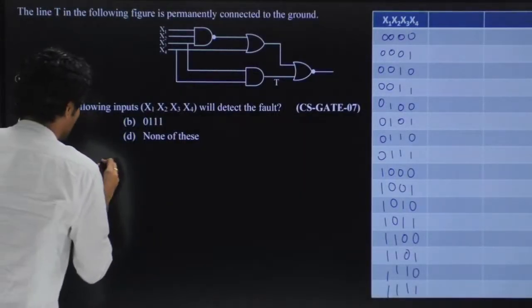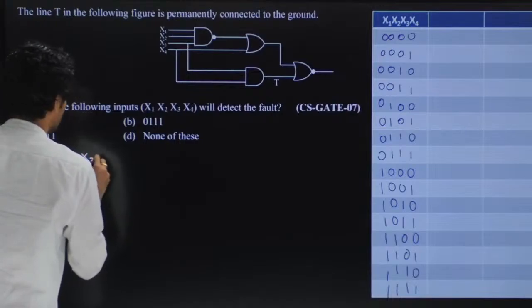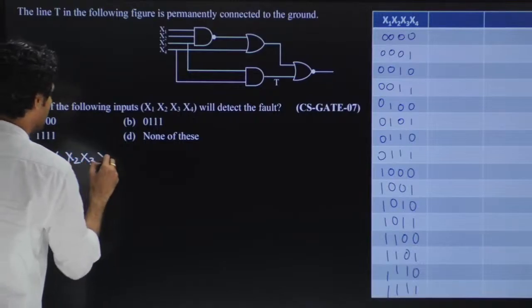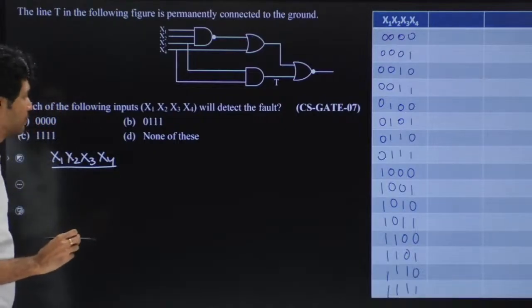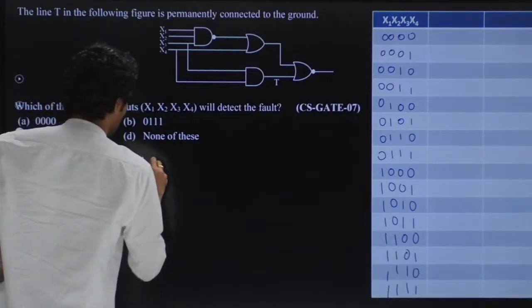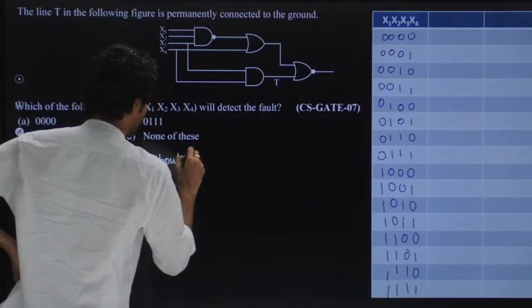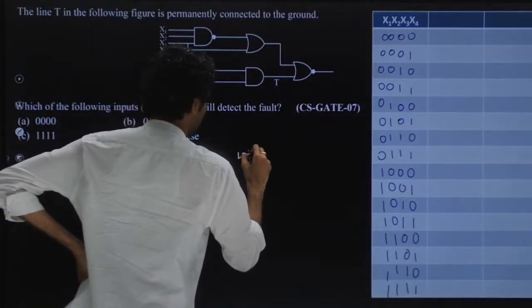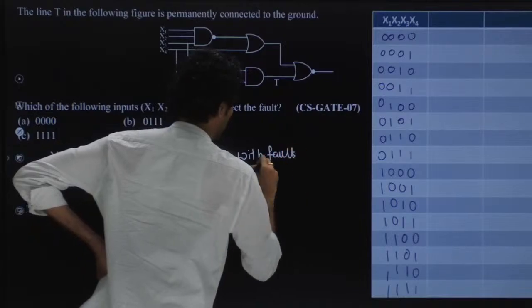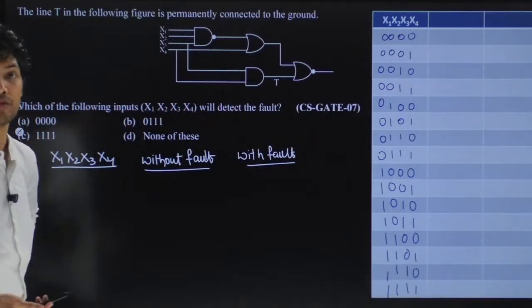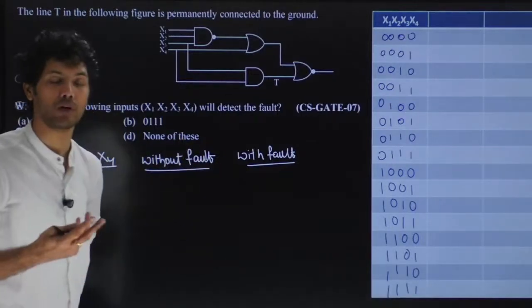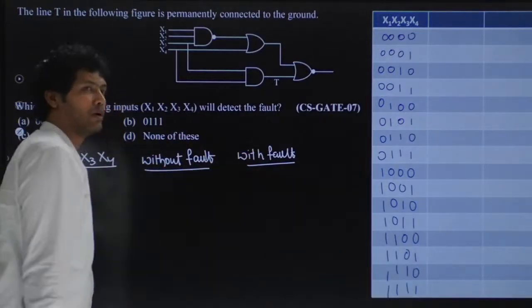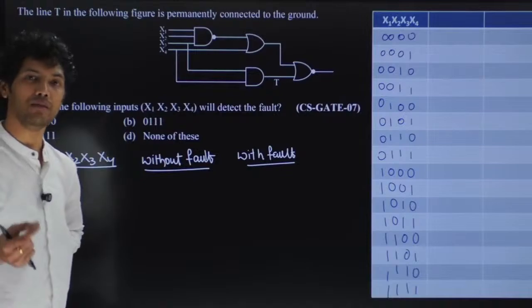I'm taking the variable combination, that is x1, x2, x3, and x4. I'm taking the combination of variables, and then I am analyzing the scenario: what happens without fault, and what happens with fault. And when can you identify the fault? You can identify the fault whenever the values without fault and with fault are different. If those values are different, the expected value and the value that you actually obtain are different. So when both are different, it means that it is a fault.